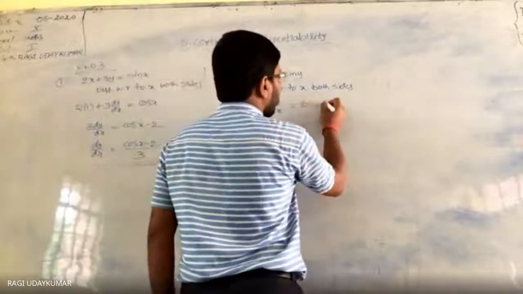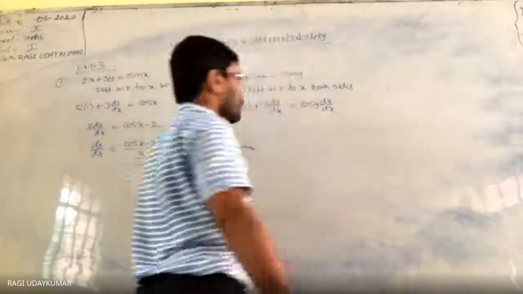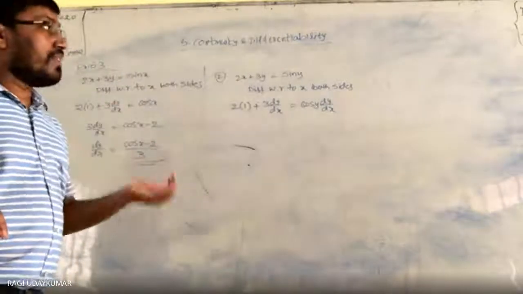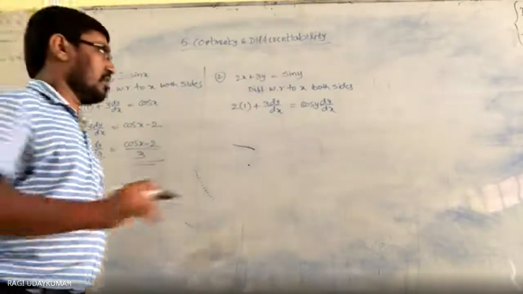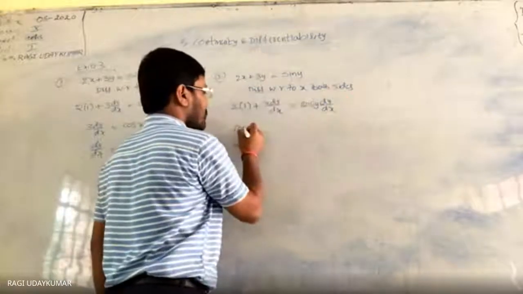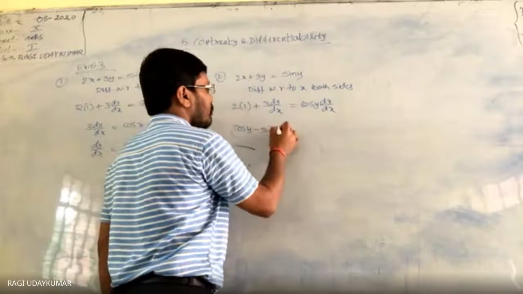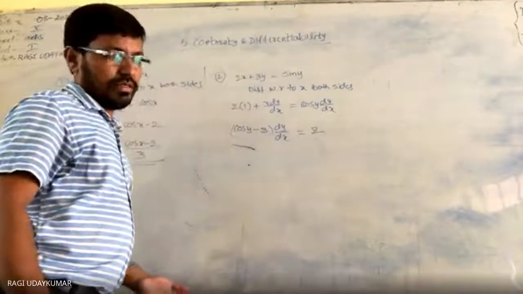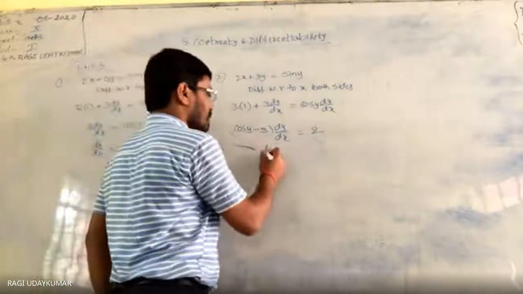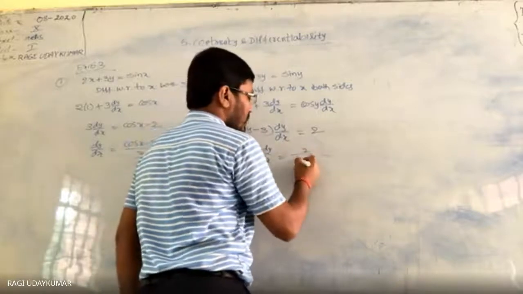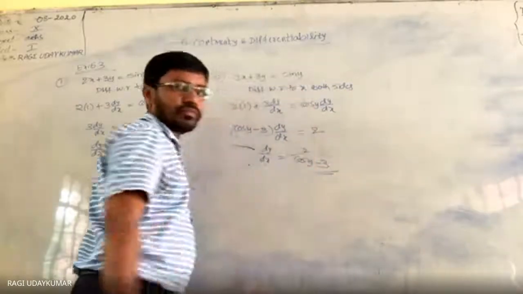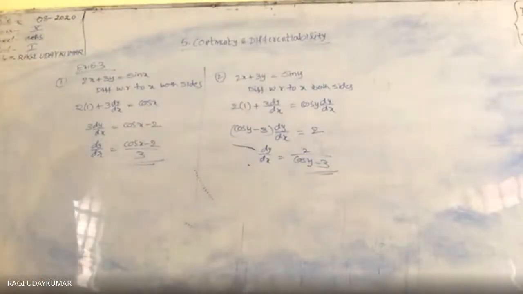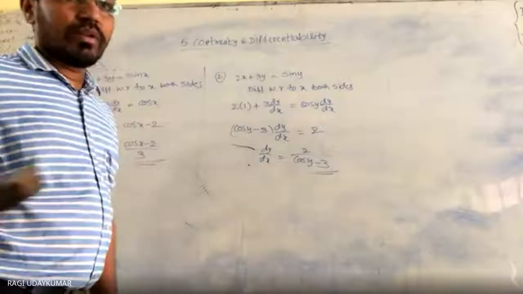Okay, you people are saying something but it's not audible to me. Now what to do here? We need to find dy by dx. Where dy by dx is there, take all of that to one side. So you can write this one to the right side: cos y minus 3 into dy by dx is equal to 2. We need dy by dx, so take this to the right side. So dy by dx is equal to 2 by (cos y minus 3). Did you understand this one? Yes, sir. Good. Now if you go for the remaining problems, all will be like this only.